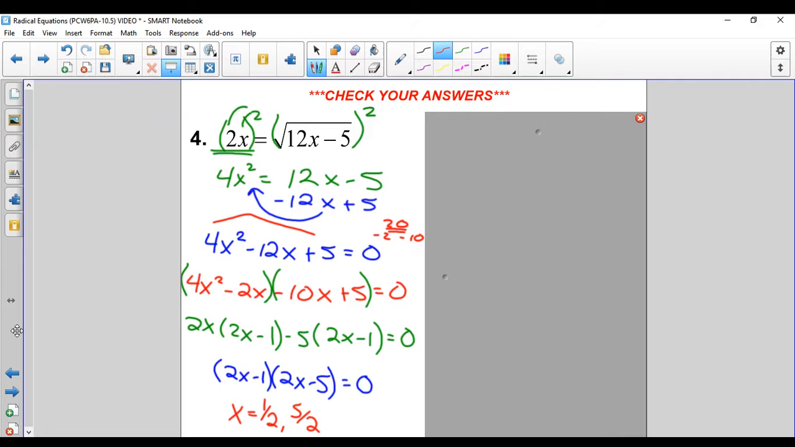Right side, I just need a positive underneath the radical. 1/2 of 12 is 6. 6 minus 5 is a positive 1. We're okay there. 5/2 is bigger than 1/2, so if I plug it in, I'm still going to get a positive. I'm good. Both those answers check out. Okay.